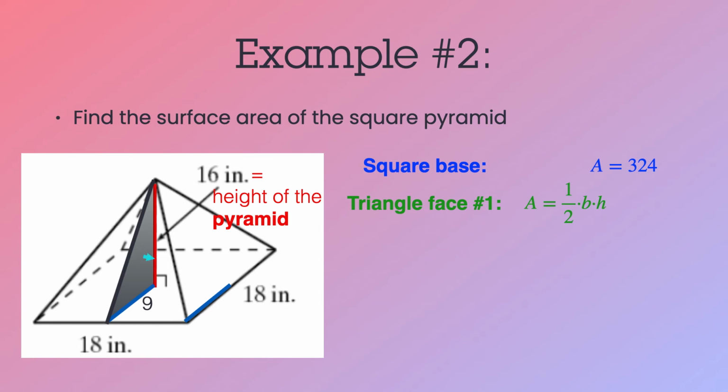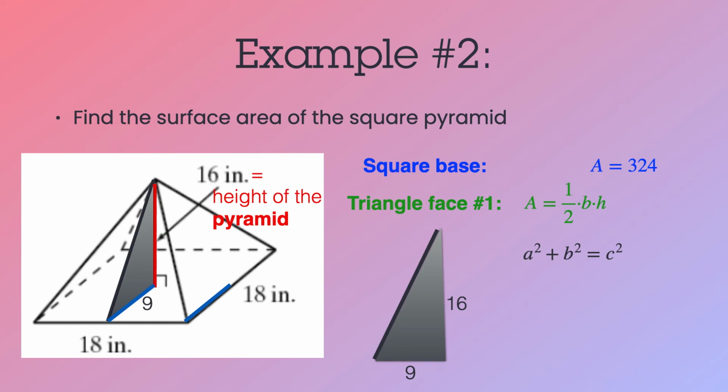So let's focus on this triangle for a minute. I'm going to bring it out. This is our cross section. It's our same gray triangle with 9 at the bottom, 16 going up the side. And what we need to find then, we're trying to focus on finding this hypotenuse. Because if we find that hypotenuse, then we know the height of our triangle.